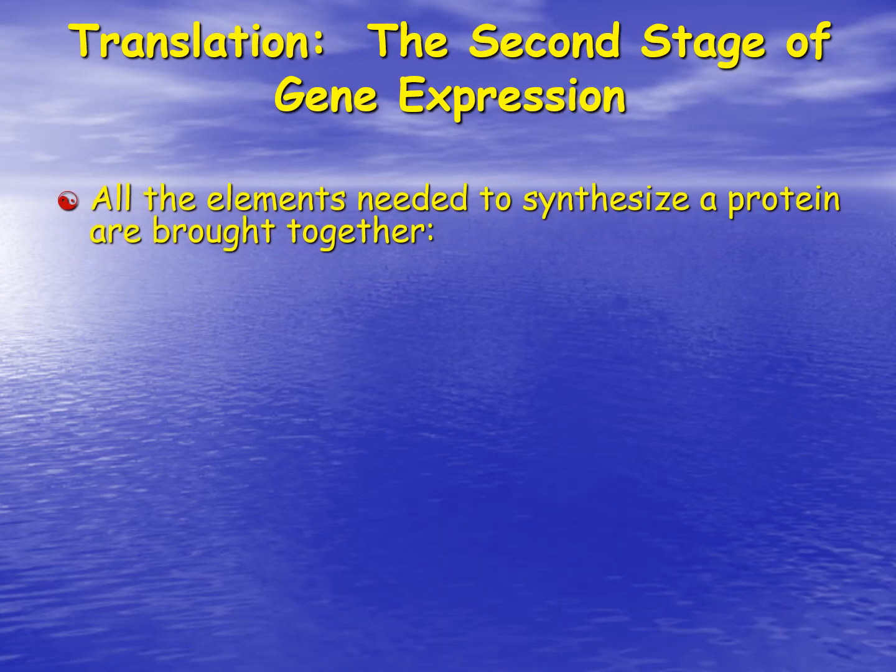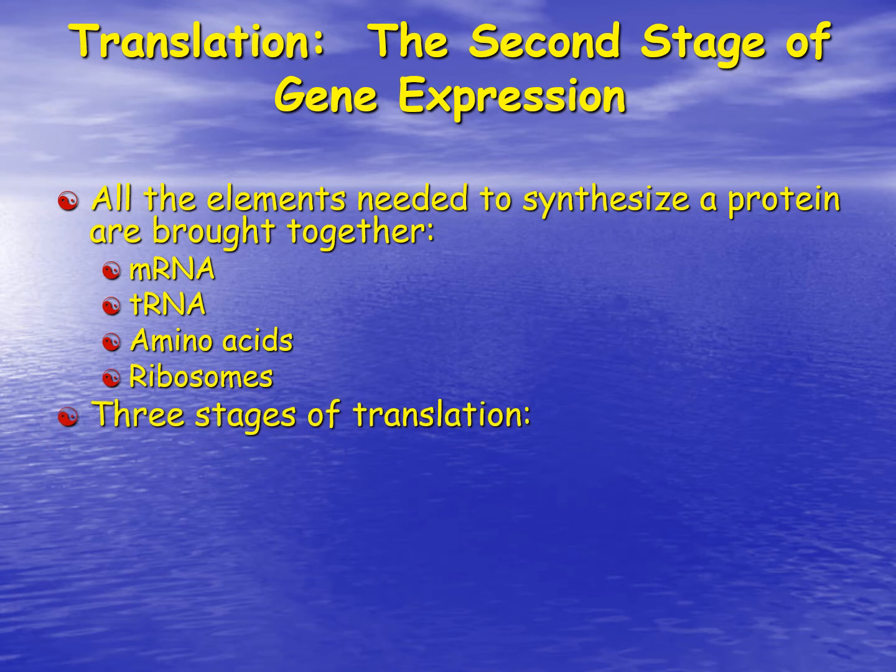So all the elements that are needed for synthesis of a protein are brought together. So again, let's review. Messenger RNA, the transfer RNA, the amino acids, the ribosome made up of ribosomal RNA. So there's really 3 stages of translation. Initiation, where we find that first start codon of AUG on the messenger RNA. Elongation, simply reading the codons, matching anticodons of transfer RNA, bringing in the amino acids, and forming peptide bonds between each of the amino acids as they come in. And finally termination when we reach a stop codon.